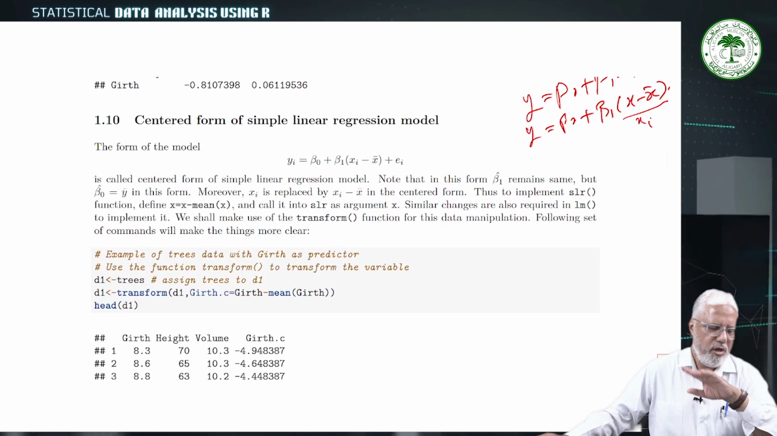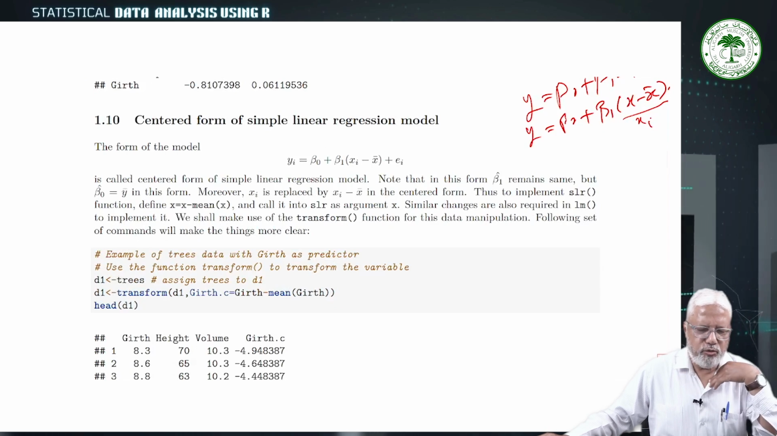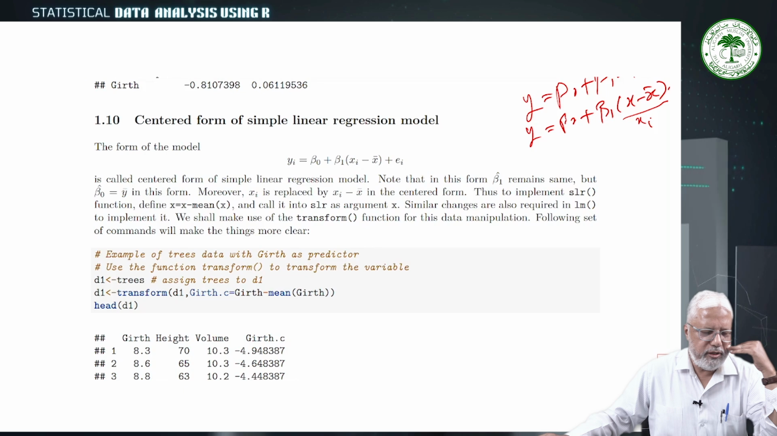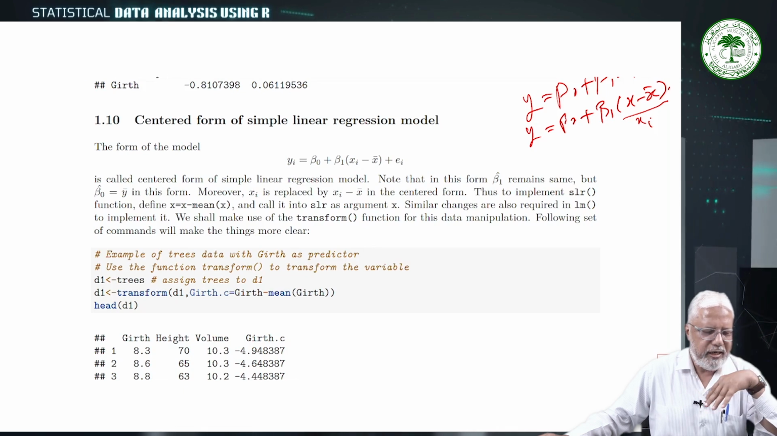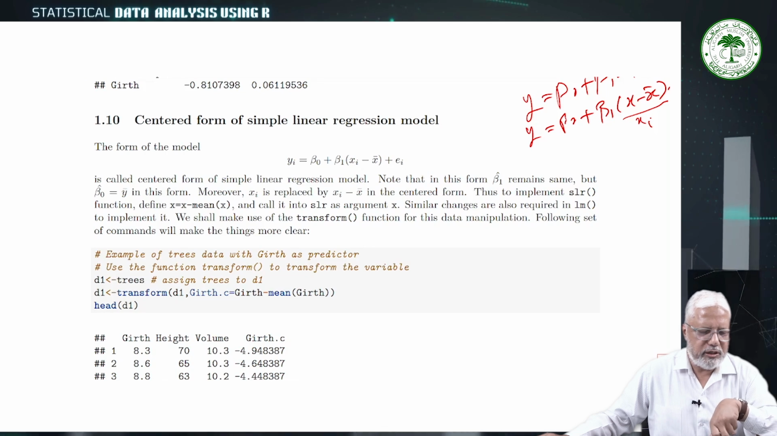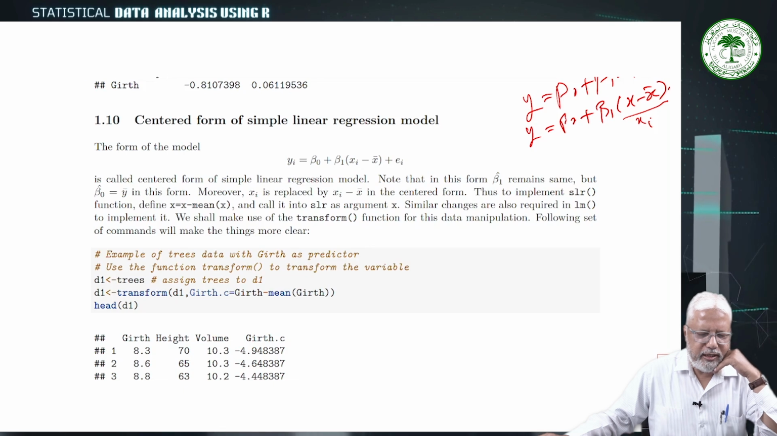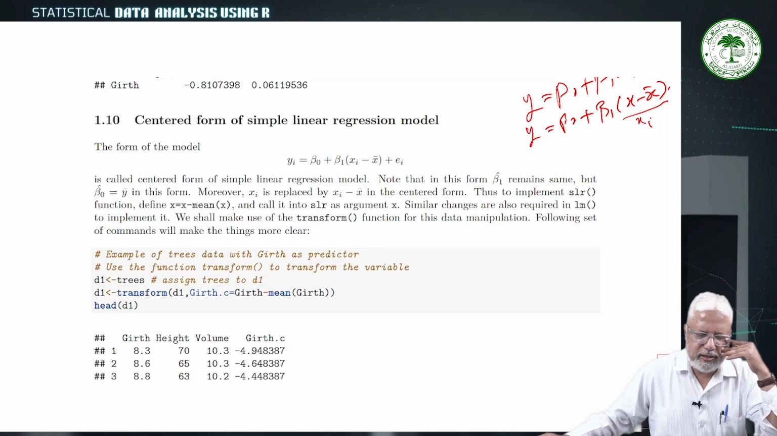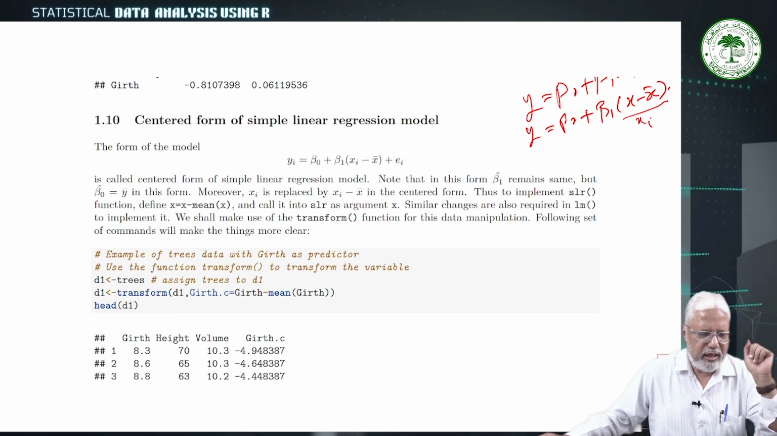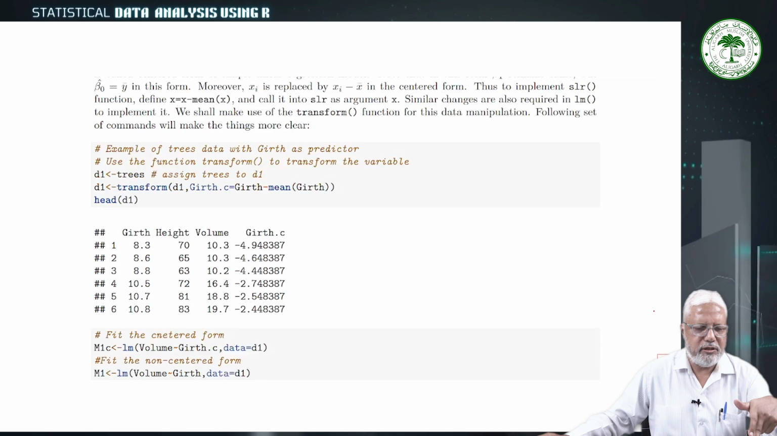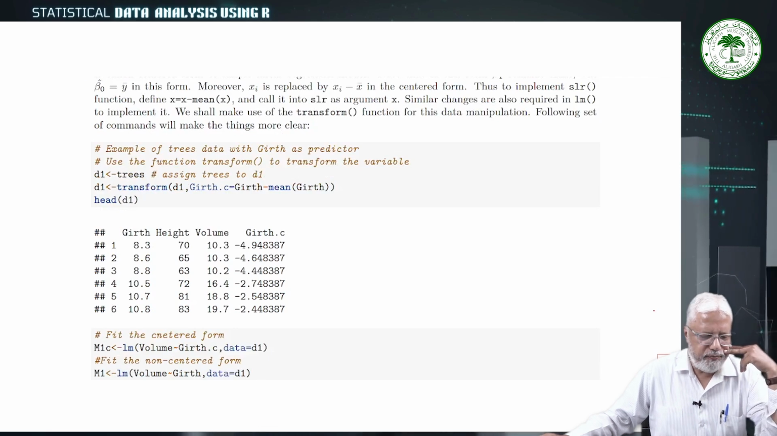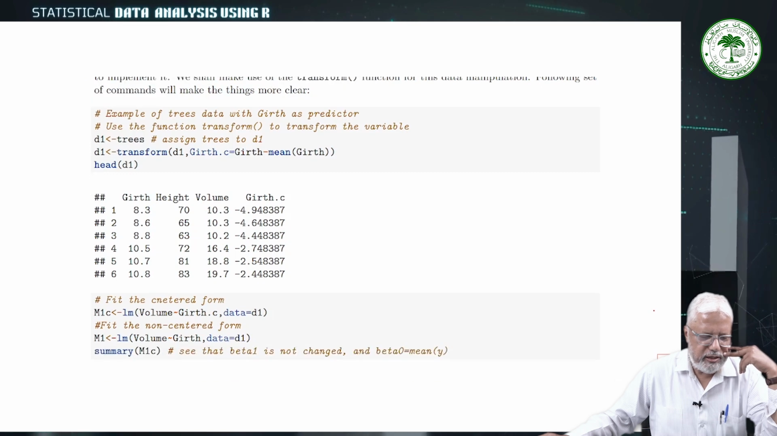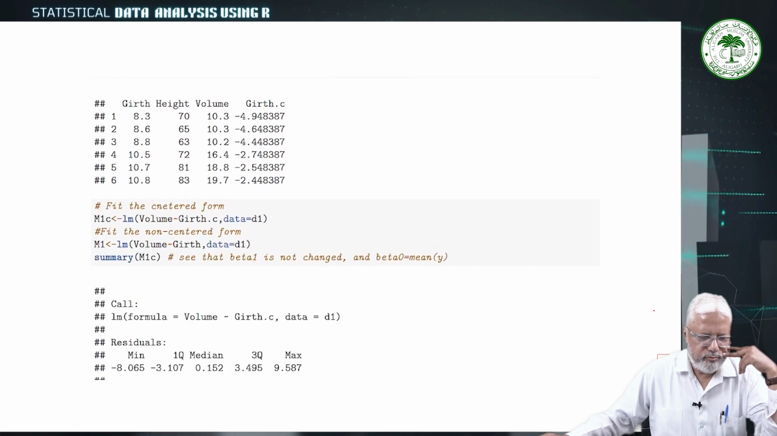See, what we are trying to do, example trees, use the function transform to transform the variable. d1 is equal to trees, and then we are getting a transform because we want to keep d1 equal to trees, and then we want changes. So d1 transform d1 is this data object, and girth.c we are adding as a new variable, and that is nothing but girth minus mean girth. So it is nothing but x minus x bar. So we are adding girth.c, and this is the result. Then fit a centered form of the model, lm of volume versus girth.c, and then we can have the results.